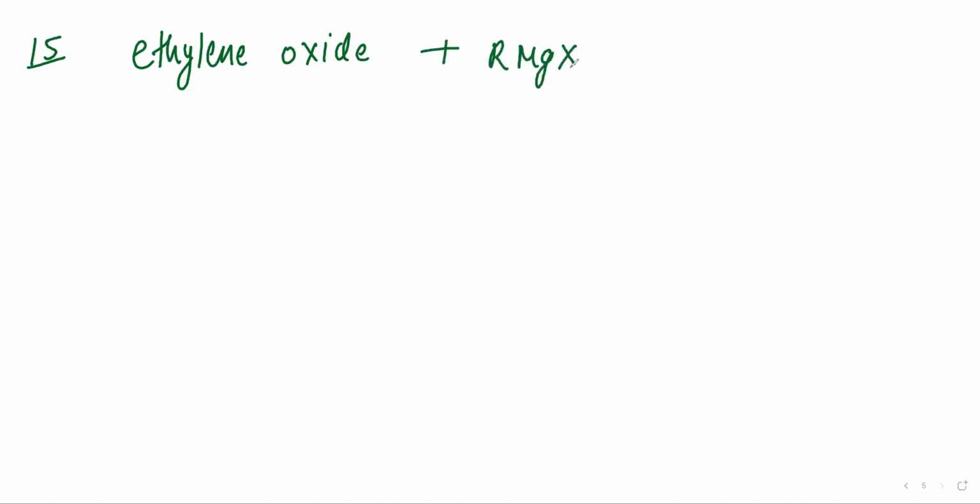Now see the next question, 15. Ethylene oxide, when treated with Grignard reagent, RMgX, what does it form? So see, the structure of ethylene oxide is cyclic, like CH2, CH2 with O bridging. This is your ethylene oxide.